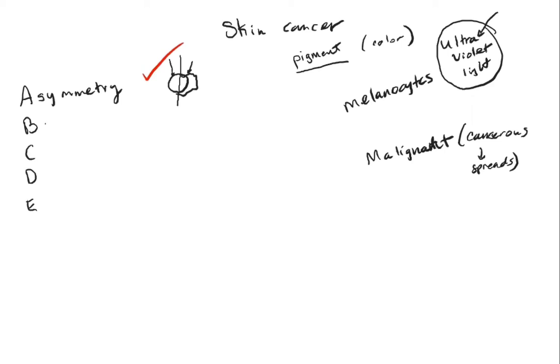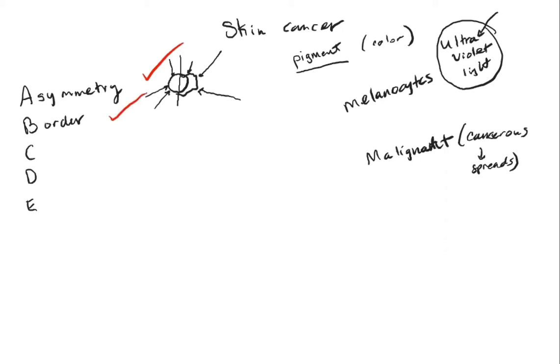You're also looking at the border. The border, as you see right here, and as you see right here, the one on this side that I'm pointing the arrow to now, it's smooth, but the border on the right side is irregular. So if you have an irregular border, that's also a red flag. You need to have a second opinion. You need to get that checked out.